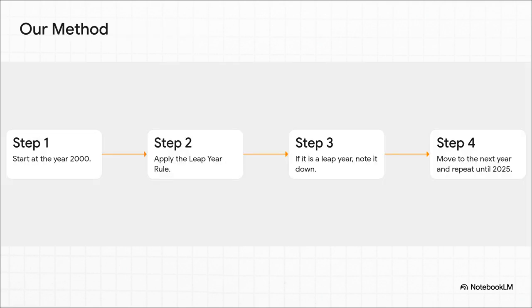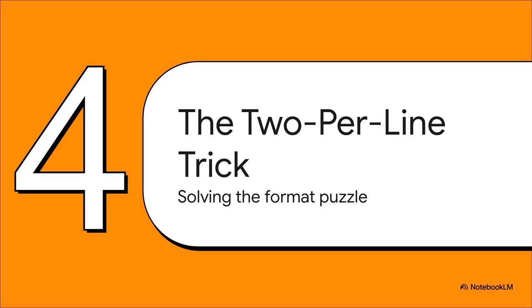So this whole process boils down to a clear, repeatable method. It's really just a simple 4-step dance. Start with a year, apply the rule. If it's a leap year, we note it down, and then we just move on to the next one. We just repeat that until we hit the end of our range. Fantastic. We've totally solved the first half of the puzzle, how to find the leap years. But remember our mission objective? The second part was all about that specific formatting. And this is where a very clever little trick comes into play.